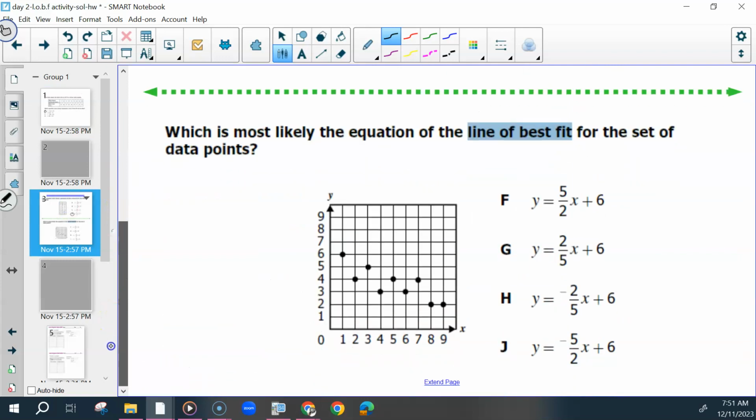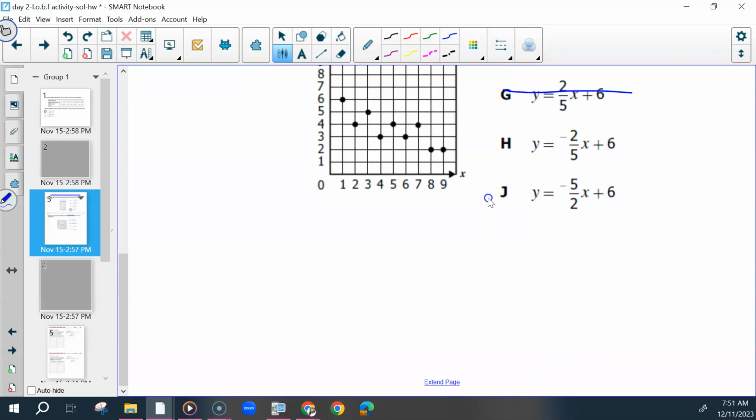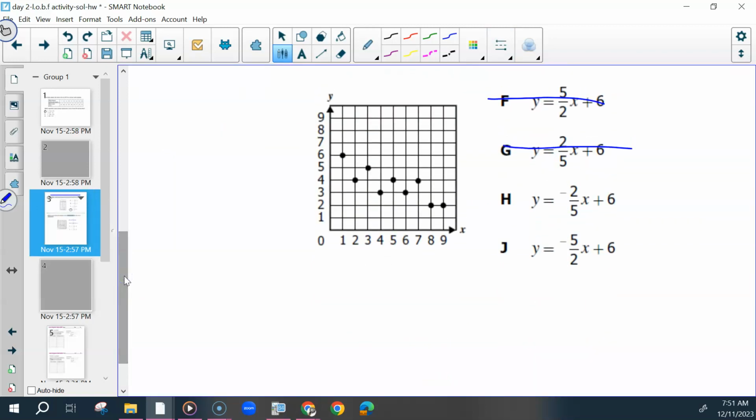For the last one, we don't even really need to use Desmos, because you could graph these equations on this. So we know all of these start at 6. And would this be positive or negative? Negative. So I can get rid of F and G. And then I can graph these both and see which one matches best. So let's do that. Graph this one, start at positive 6. We're going down to the right 5, as many times as possible. So it makes a line that looks like this.